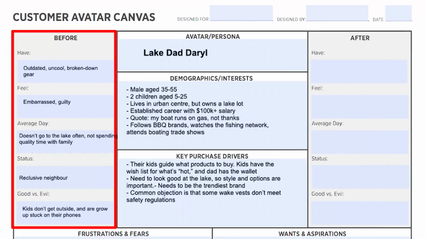When you're thinking about status, you're thinking about your standing amongst your peers or other professionals. So all of the people at the lake are probably calling Lake Dad a recluse neighbor. Now he's this recluse neighbor that nobody sees anymore. That's his status. And with the next section, every product out there in the world helps overcome an evil that's out there in the world.